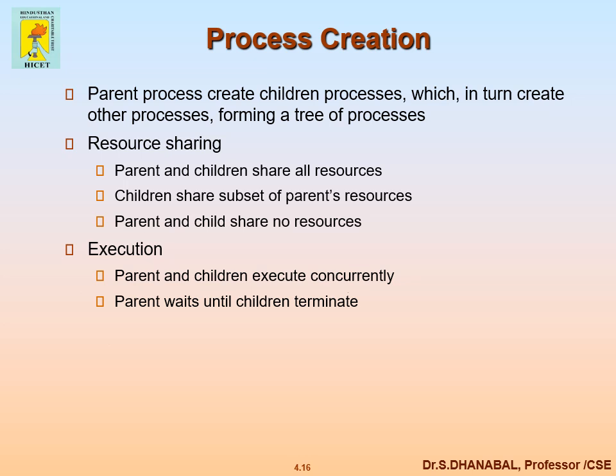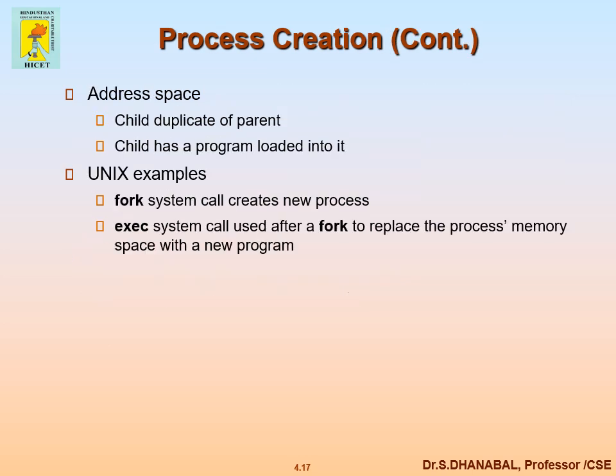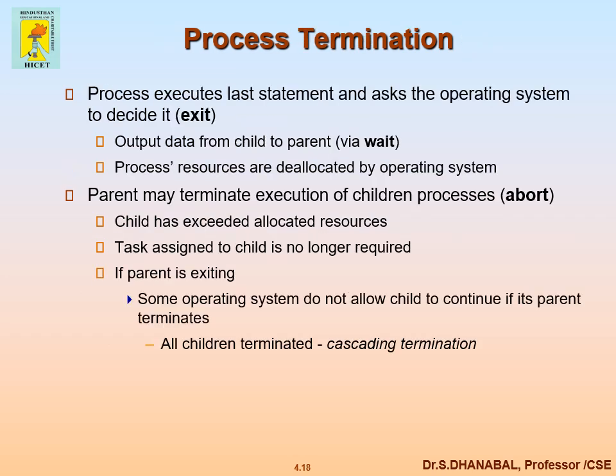There are certain situations where both the parent and child process share no resources but execute. Execution means that parents and children execute concurrently, but the parent will terminate after all the children terminate. For address spaces, children use a duplicate address space of the parent, and the child has a program loaded into it. So it uses the address space of the parent. That is the most important thing.